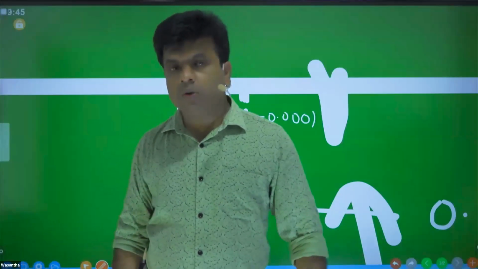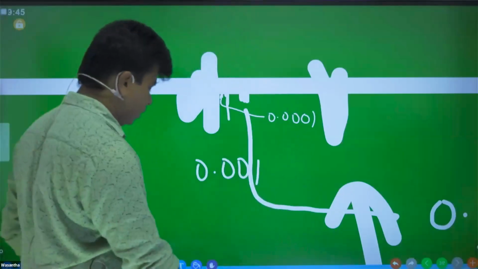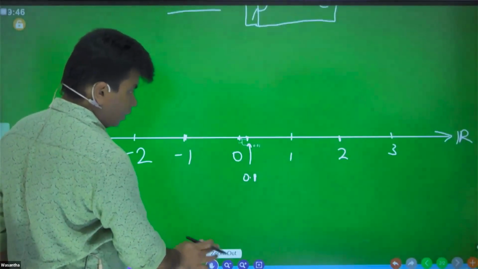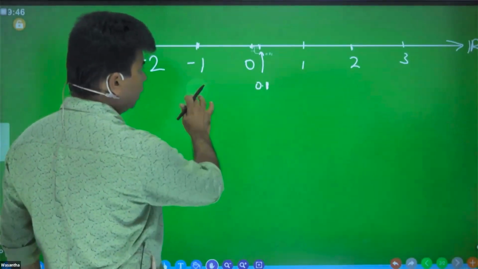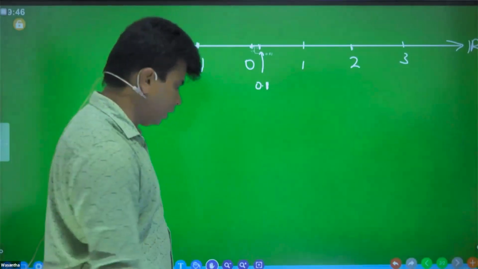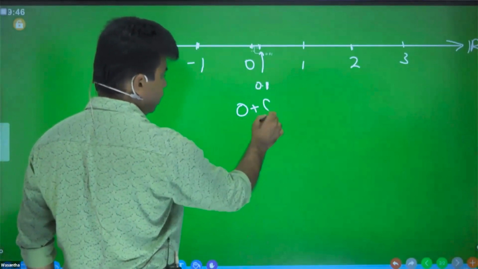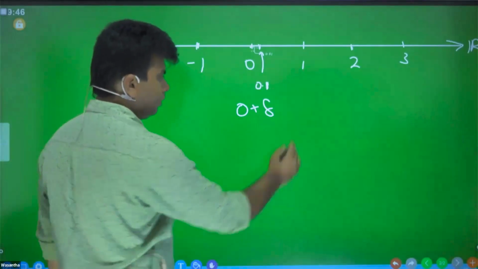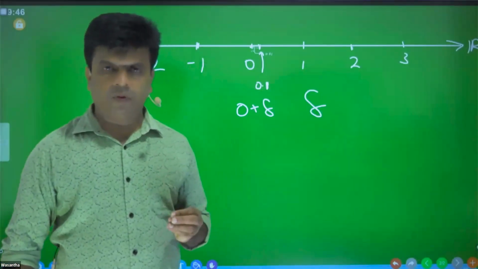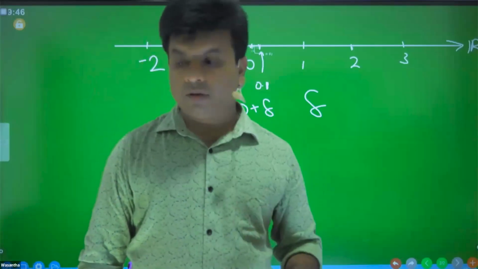So therefore, we have a common notation for the smallest real number. Please keep that in mind. The smallest real number is considered to be positive delta. That means the first positive real number is 0 plus delta. We write delta in this notation. What is this delta actually? The delta is the smallest real number.